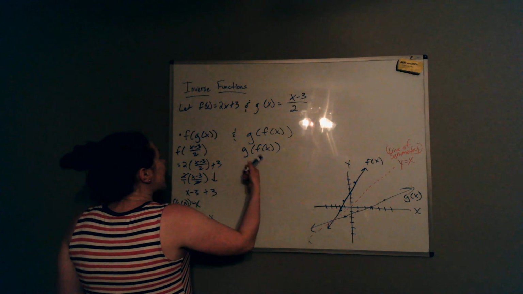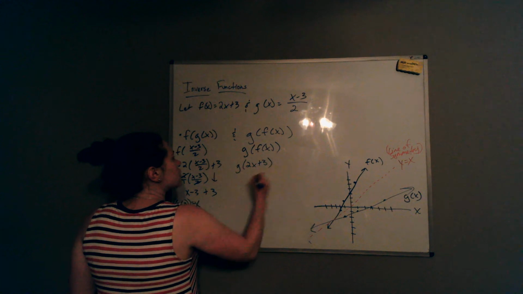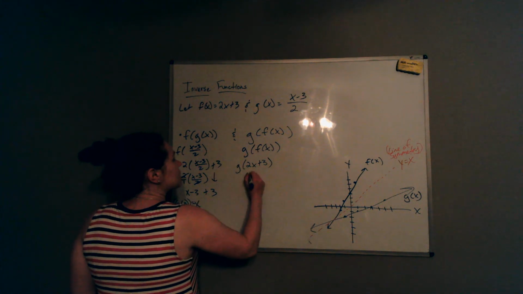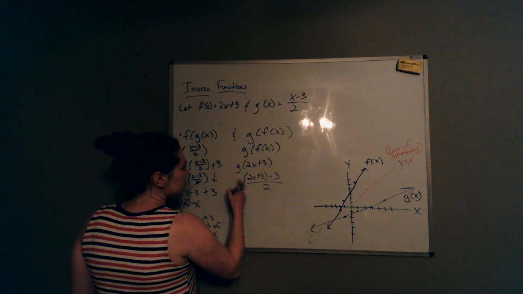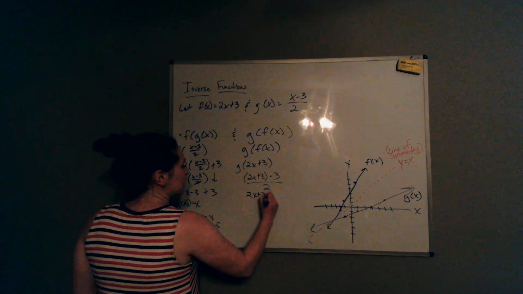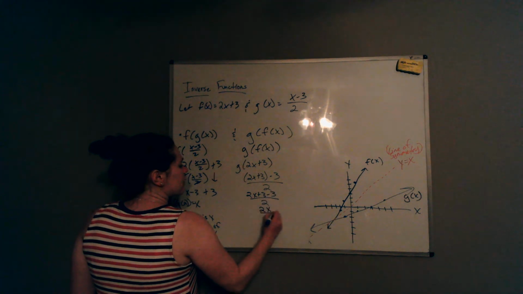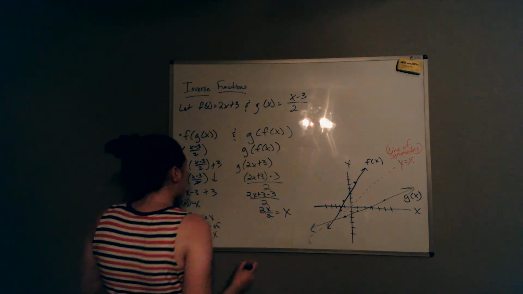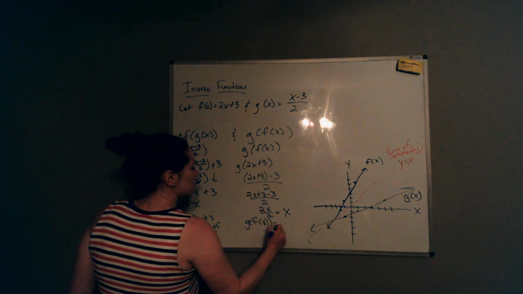Okay? So we're sticking f into g. So that means we have (2x plus 3) minus 3, over 2. Nothing to distribute out here, so it's just 2x plus 3 minus 3 over 2. 3 minus 3, they cancel. That leaves you with 2x over 2. That leaves you with x. It happens again. We just got g of f of x equals x.